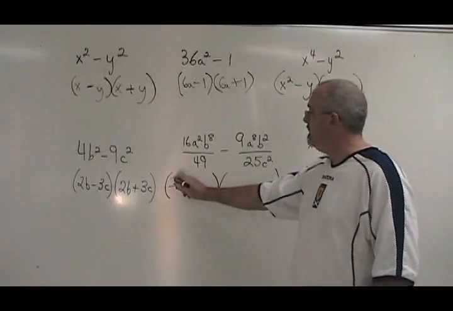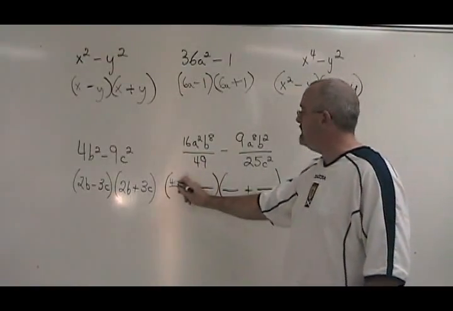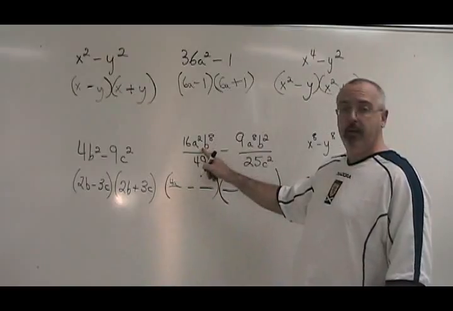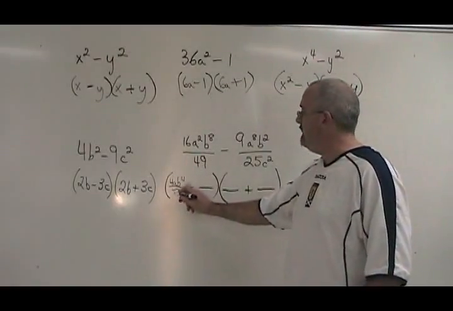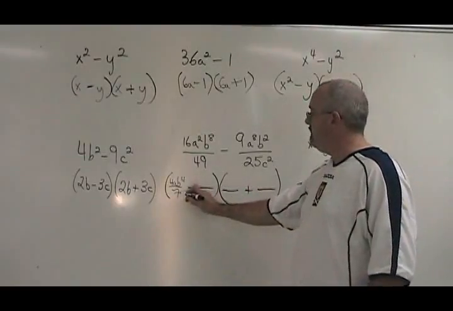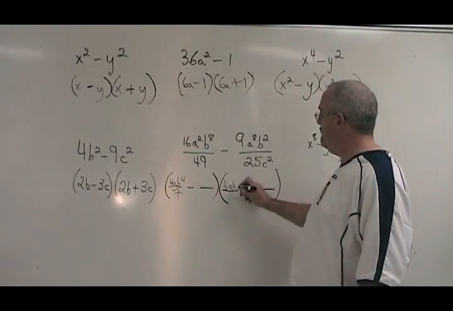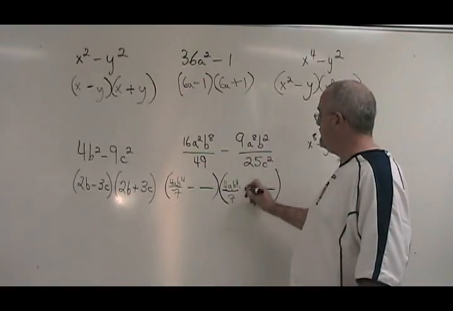Square root of 16 is 4. Square root of a squared is a. The square root of b to the 8 is b to the 4. And the square root of 49 is 7. So the first term's square root is 4ab to the 4 over 7.